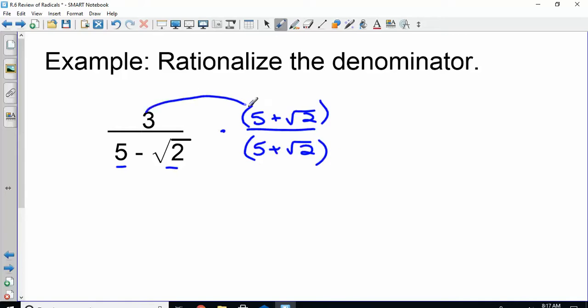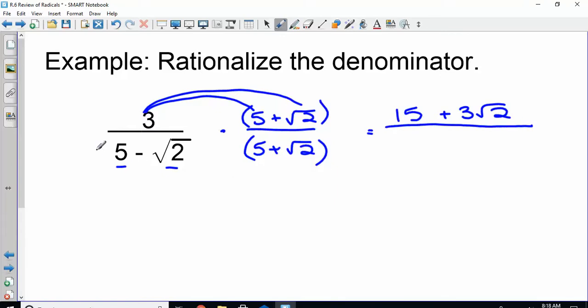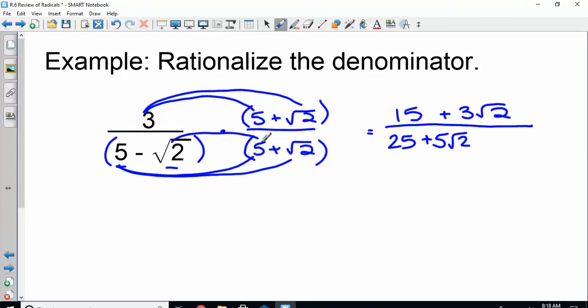When we do that, we get 15 plus 3 radical 2 over, on the bottom, 2 terms, so we have to FOIL. 5 times 5 is 25. When you multiply the 5 and the radical 2, the 5 just stays outside. You might even realize since they're conjugates, they're going to cancel, so if you didn't write that down, that's okay.